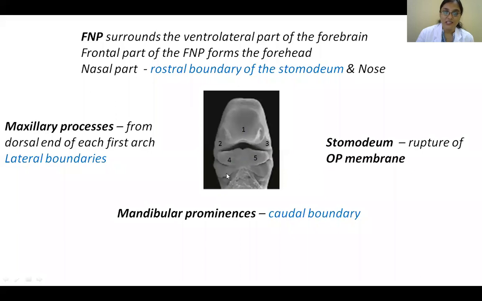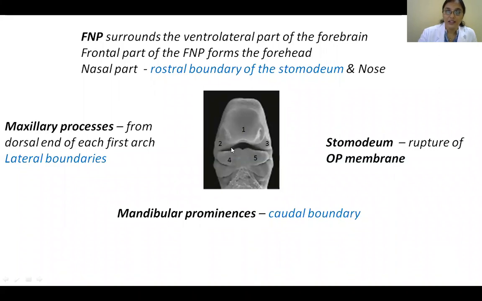Just below that, you can see some more elevations here. These represent the second pharyngeal arch. The second pharyngeal arch is also called the hyoid arch. So the first arch is here, this is the second arch, and this depression between these two is the ectodermal groove or the ectodermal cleft, the first ectodermal groove or first ectodermal cleft of the pharyngeal apparatus. And this is the dorsal part from which another process has come, and this part is the maxillary process.